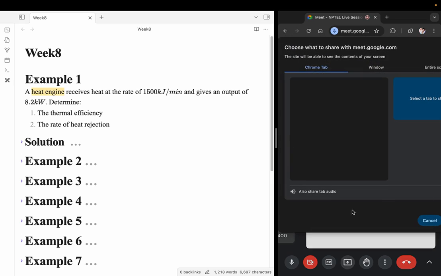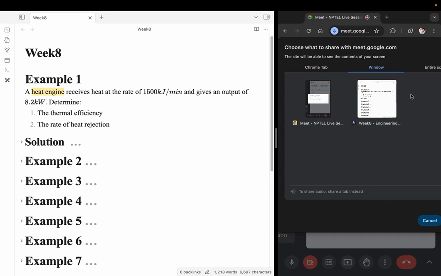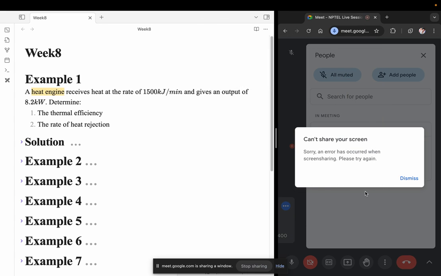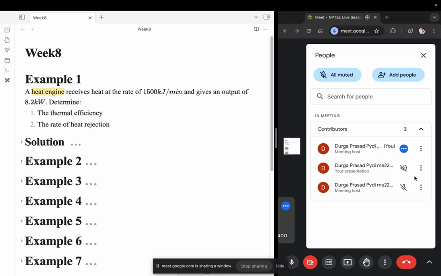Oh, sorry, I think my screen is not being shared. I think now it is visible.